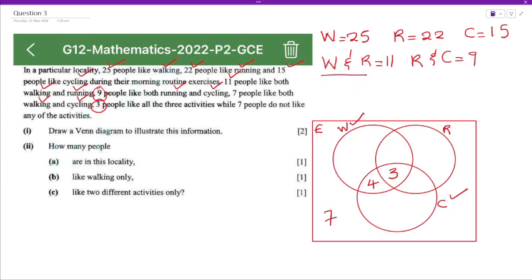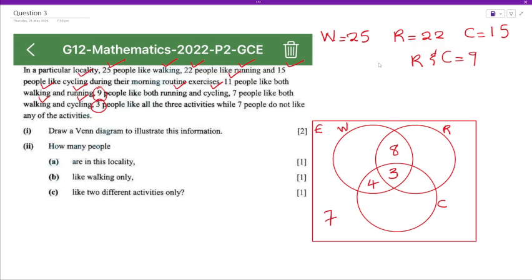Walking and running, the total should be 11. Okay, where is walking and running? Walking and running, it's this region. So we're looking for a value to put here. Walking and running, the total should be 11. So we say 11 minus 3 gives me 8. So we put our 8 there. Make sure you put these values in the right regions. Don't make a mistake. Walking and running, we are done.